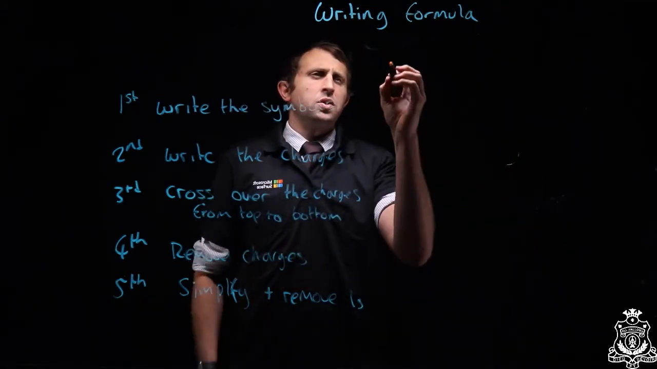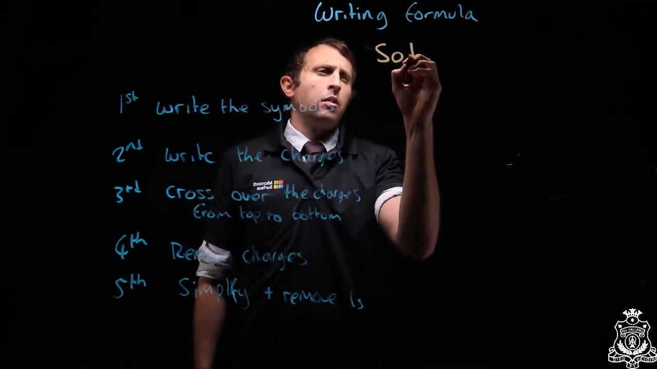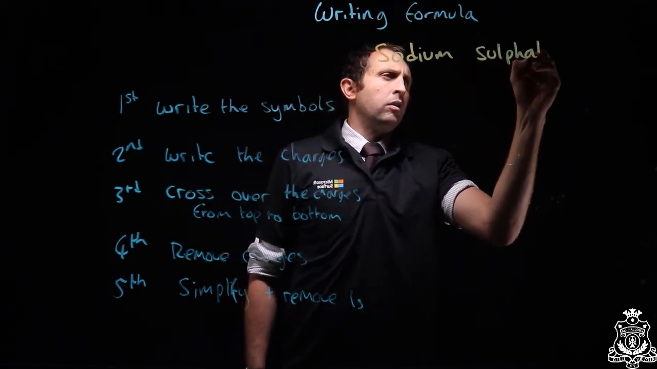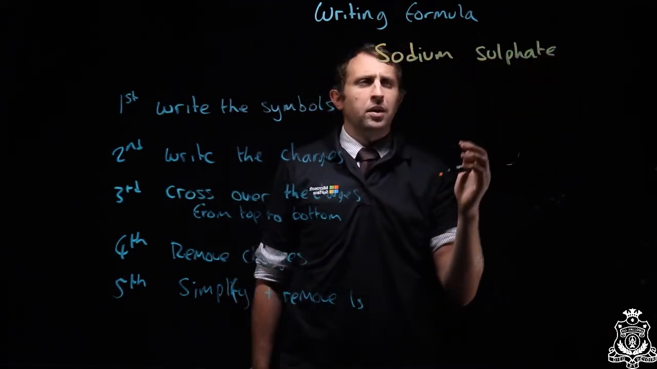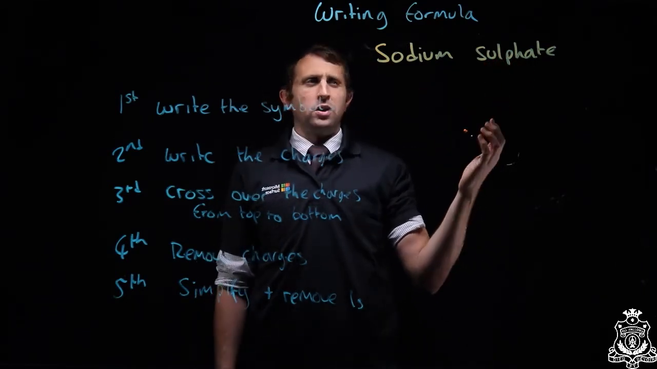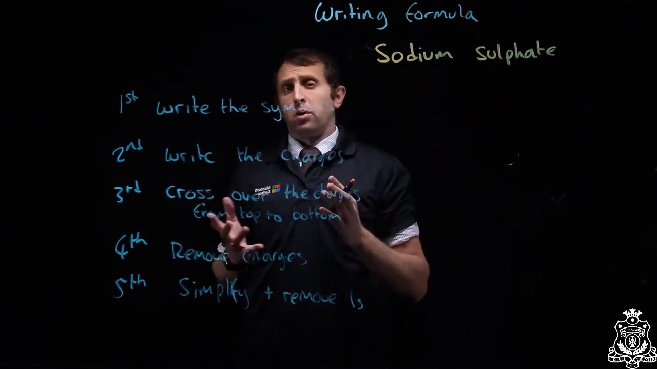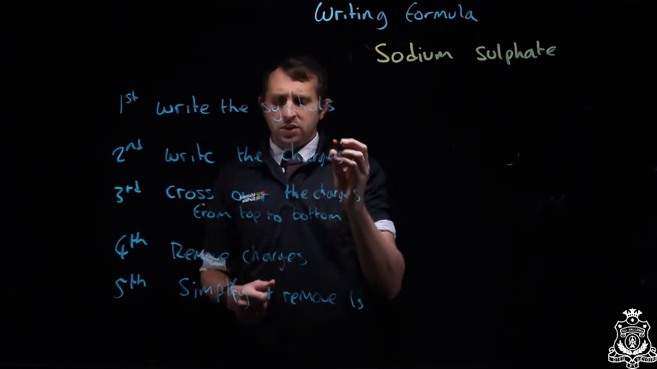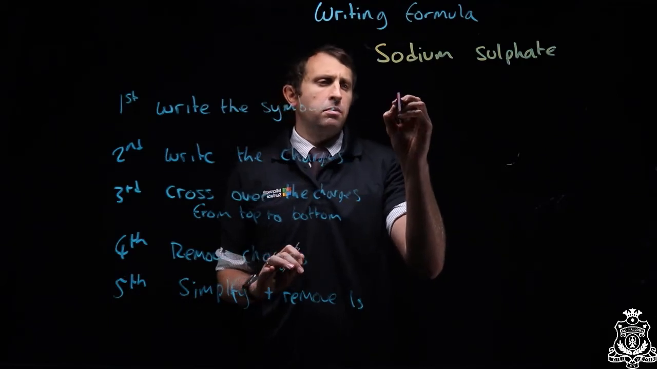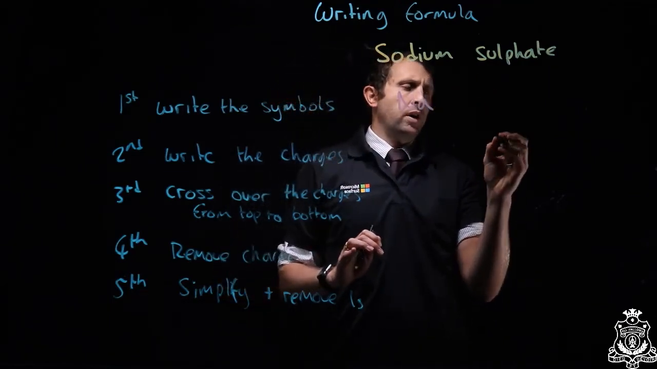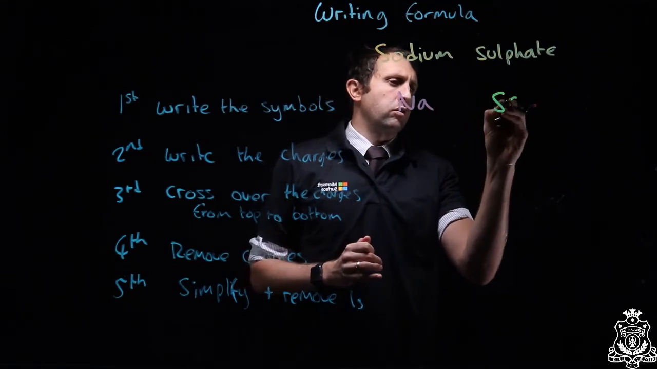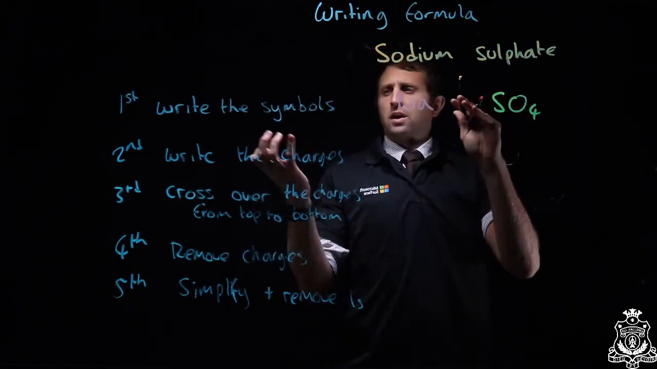Okay, let's look at sodium sulfate. Now when you see the ate, it means there's oxygen in there, and because there's sulfur in there, you can assume it's a polyatomic ion. So you're going to need to use your polyatomic ion table. So the first thing, as usual, with these examples, we're going to write the symbols. So sodium and sulfate is SO4. It's got sulfur and it's got oxygen, so SO4 are the symbols.